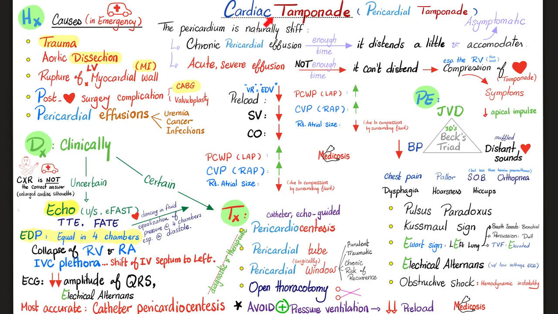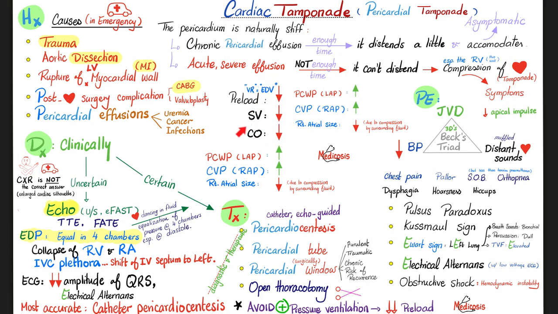Let's summarize what we've learned about cardiac tamponade in one big slide. Causes: trauma, aortic dissection, rupture of the free wall of the left ventricle after myocardial infarction, post-cardiothoracic surgery, pericardial effusions, post-radiation, or post-puncturing my right ventricle during the insertion of a central venous line. Your pericardium is naturally resilient and stiff. For me to have cardiac tamponade, either it has to happen very quickly or in a very big amount of fluid.